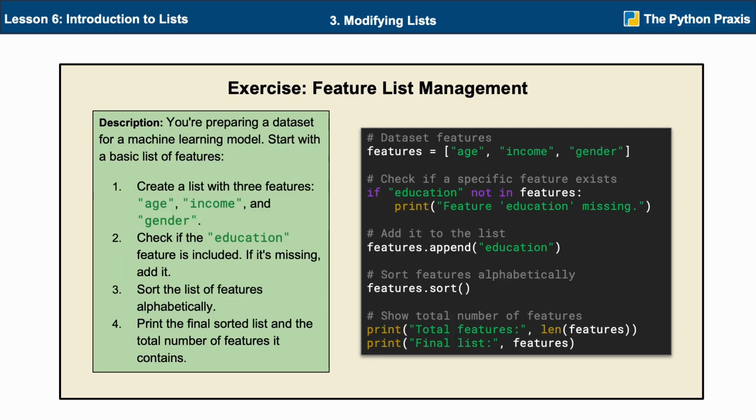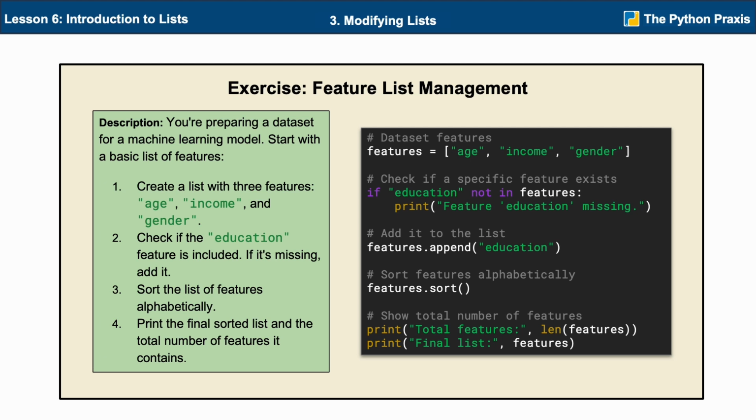Let's examine a list management exercise. We are preparing a dataset for a machine learning model, and we start with a basic list of features. The tasks we have are to create a list with 3 features, age, income, and gender. To check if the education feature is included, and in case it is missing, to add it. Then sort the list of features alphabetically, and at the end to print the final sorted list and the total number of features it contains.